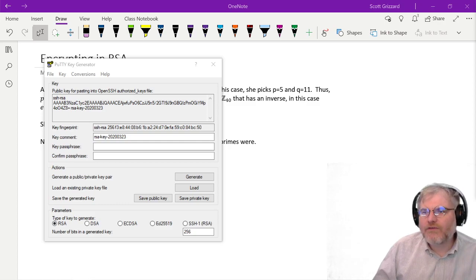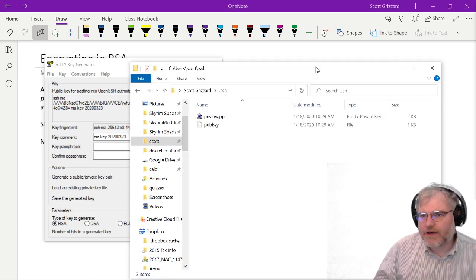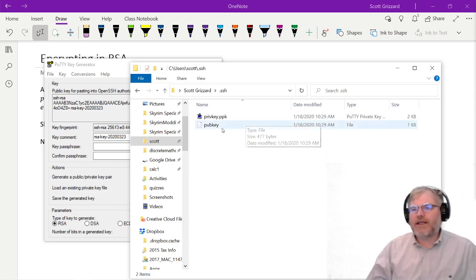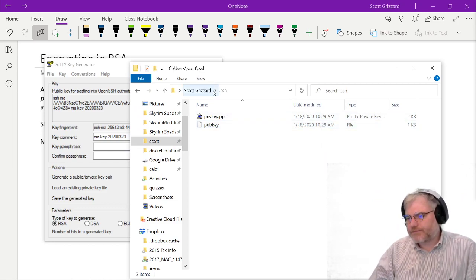Okay. So if I look in my file here, you'll see that I have in my SSH folder.